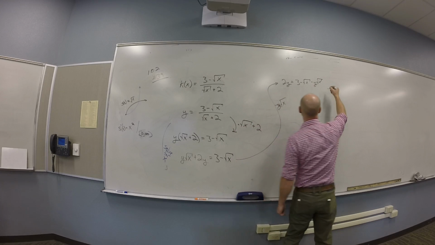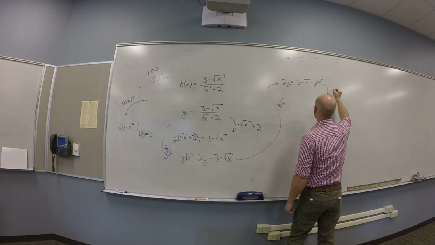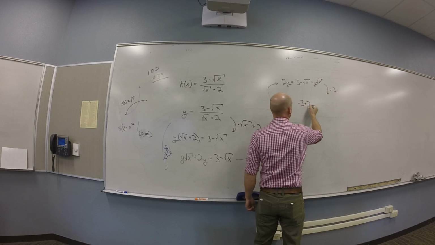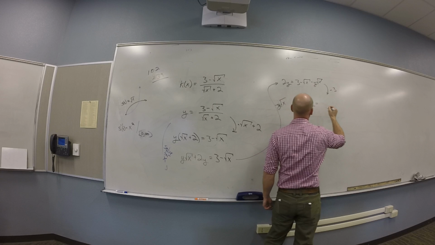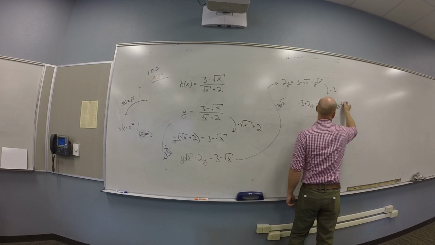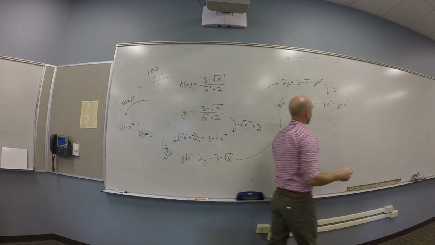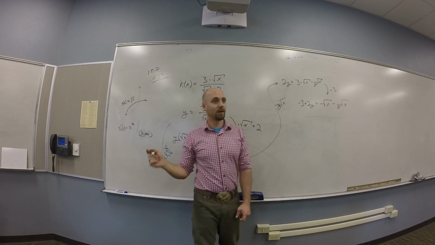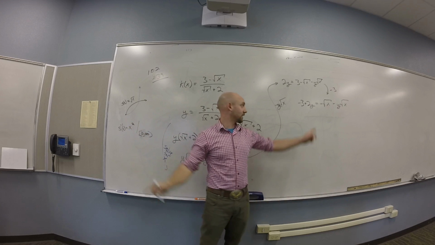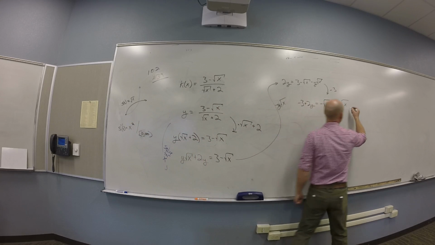Okay, then what? Subtract 3. So I got minus 3 plus 2y is minus the square root of x minus y square root of x. And divide by y. No. I take out the square root of x's. Factor the square root of x's out of that stuff. That's a good idea.